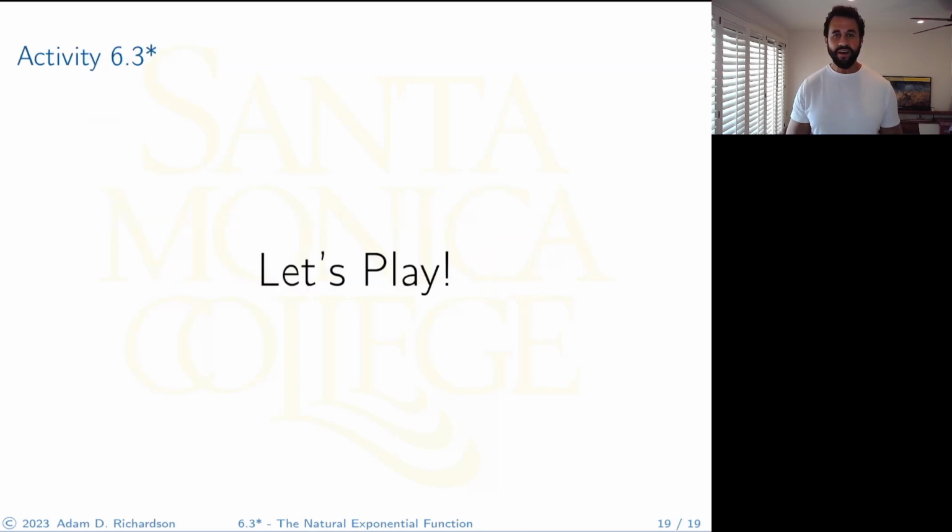That's it. Now we're going to do an activity related to this section, 6.3 star. And the next section is 6.4 star, where we basically just cover generalizing all of this to arbitrary bases. It seems a little bit pedantic, but we haven't actually proved any of this stuff for an arbitrary positive base, like 2 or 3 or something like that. So we're going to do that in the next section.